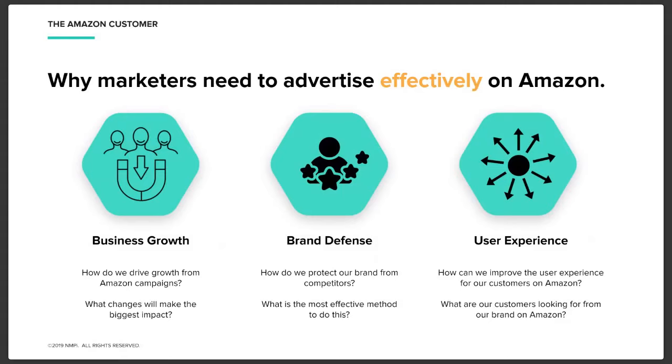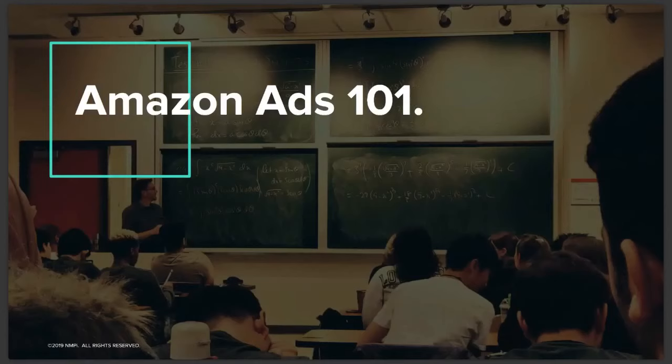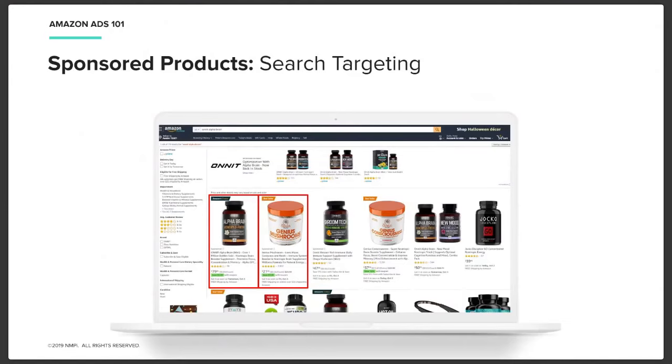So now I want to go through the Amazon advertising platform, a quick overview of the ad formats offered through this solution. So there are 3 ad formats available on the Amazon advertising platform. The first are sponsored products. These are the most common and most widely used campaigns on Amazon. They're the bread and butter of the Amazon advertising solution. And these are divided into 2 targeting types, search targeting and product targeting.